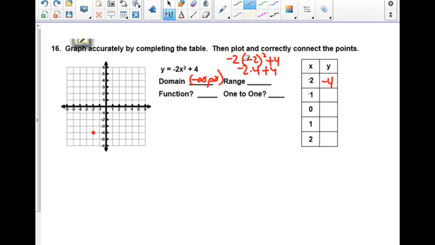If you put in -1, you're going to get -2 plus 4, which is 2. You put in 0, you're going to get 4. You put in 1, you're going to get 2. -2 times 1 squared plus 4. It's again, -2 plus 4 is 2. And there should be symmetry. If you put in 2, you're going to get -4.